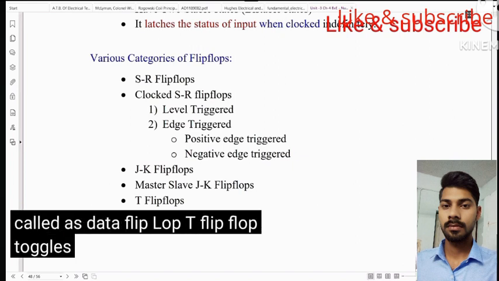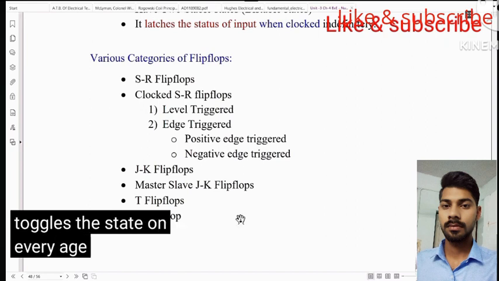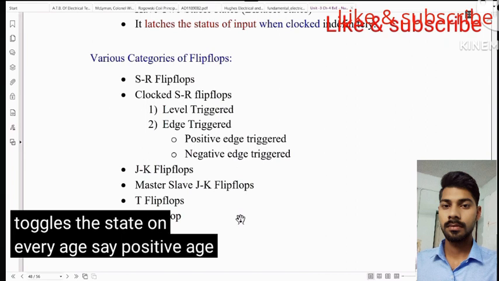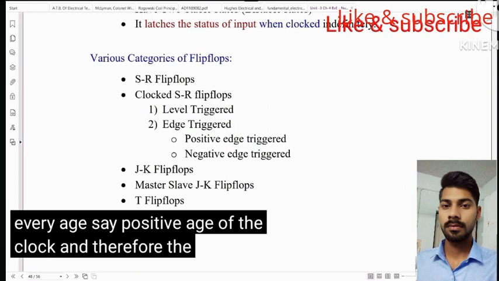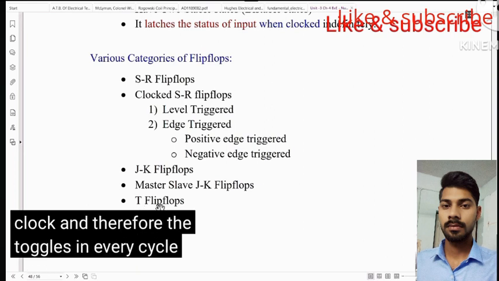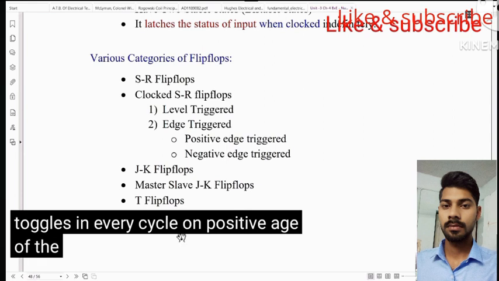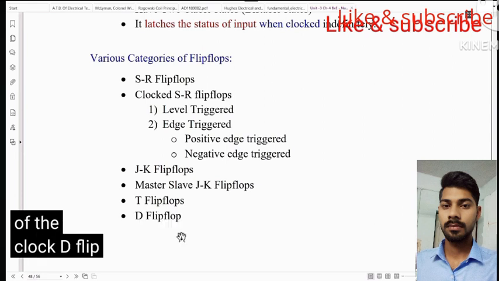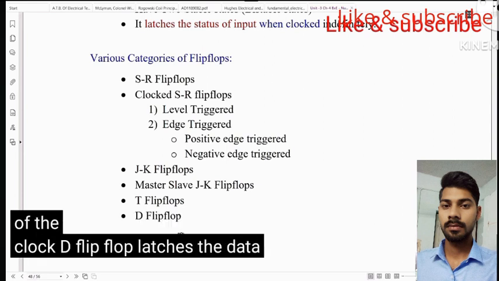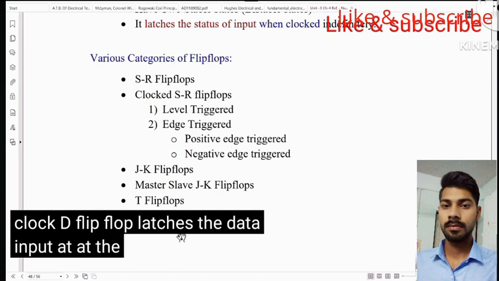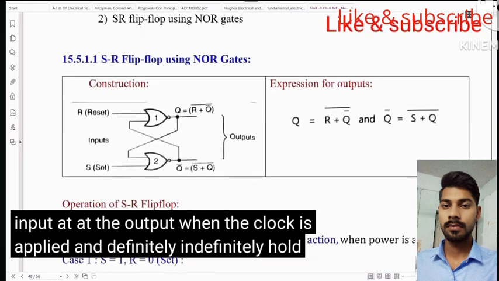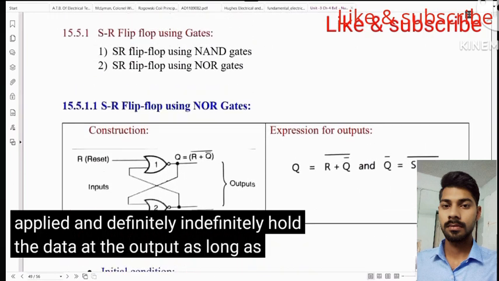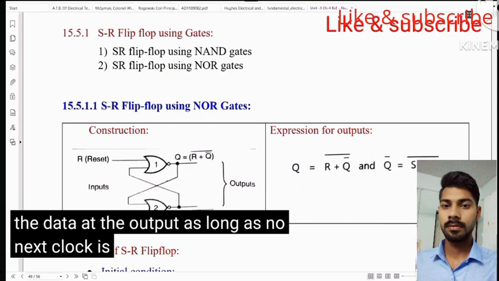T flip-flop toggles the state on every edge, say positive edge of the clock, and therefore it toggles in every cycle on the positive edge of the clock. D flip-flop latches the data input at the output when the clock is applied and indefinitely holds the data at the output as long as no next clock is applied.